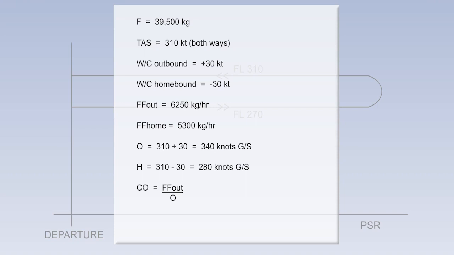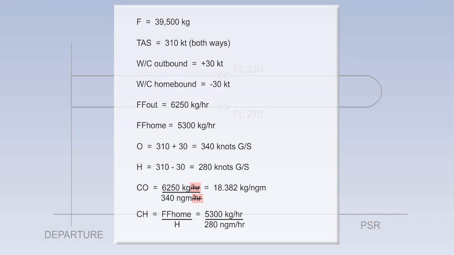CO is fuel flow outbound divided by ground speed outbound. Let's see why. We use 6,250 kilograms per hour outbound, and our ground speed outbound is 340 knots. However, another way of describing ground speed in knots is that it is nautical ground miles per hour. We are dividing by per hour in both the numerator and the denominator, which means that they cancel. The answer is 18.382 kilograms per nautical ground mile.